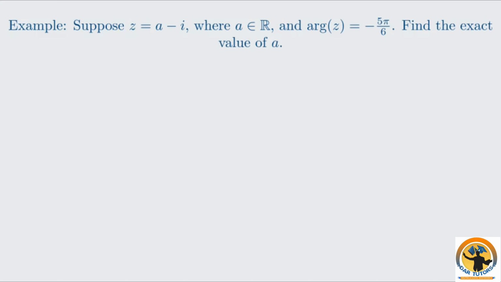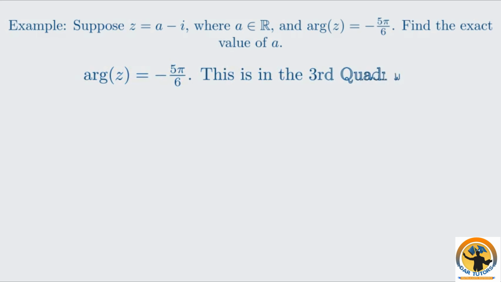This angle is in the third quadrant. An angle of negative 5 pi over 6 means we rotate 5 pi over 6 radians clockwise from the positive real axis. This places our complex number in the third quadrant. Now, let's look at the complex number itself.